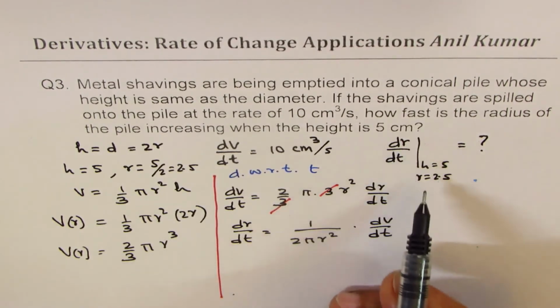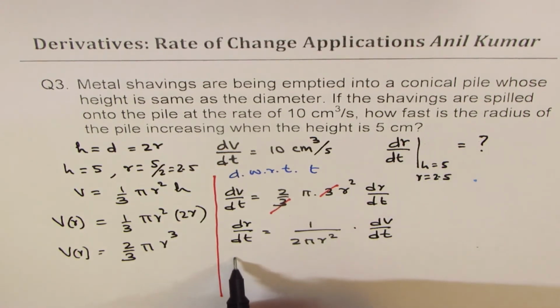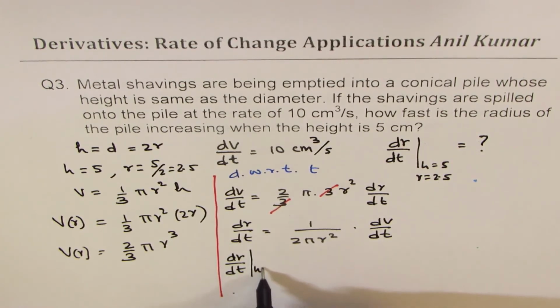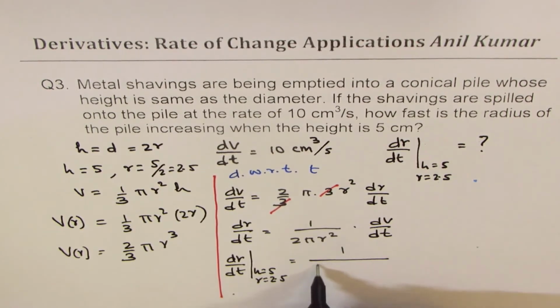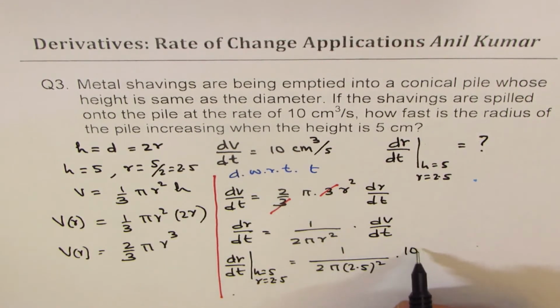Since we need to find dr/dt for r equals 2.5, let's substitute. So we know dr/dt when height equals 5, or radius is half of that, which is 2.5, is 1 over 2 pi times 2.5 squared, times dV/dt, which is 10. So let's calculate.